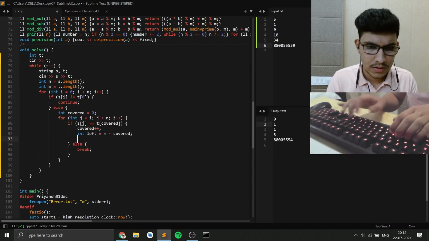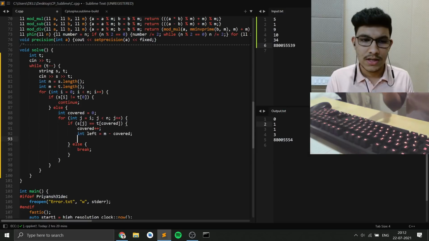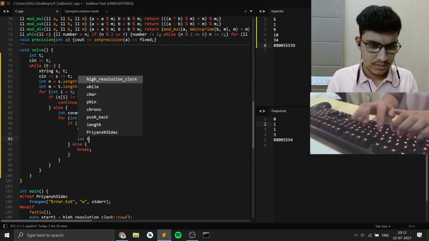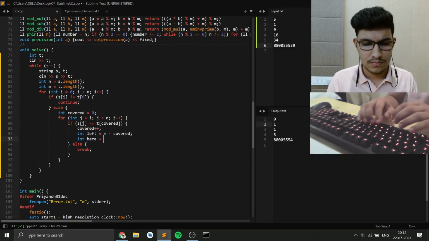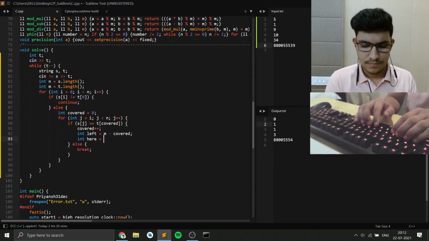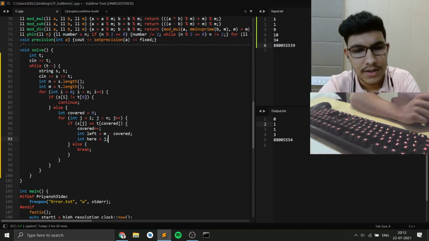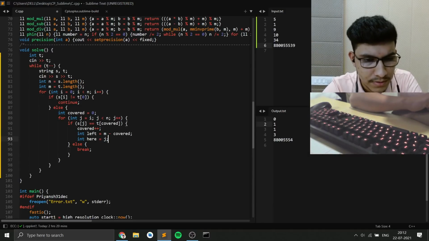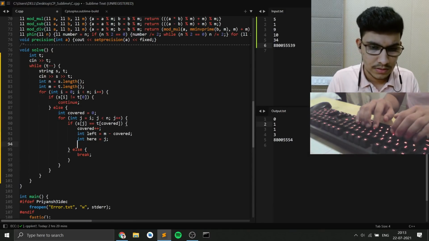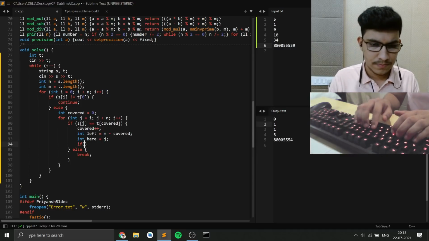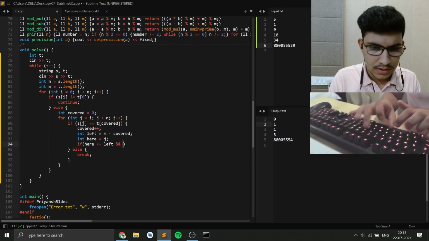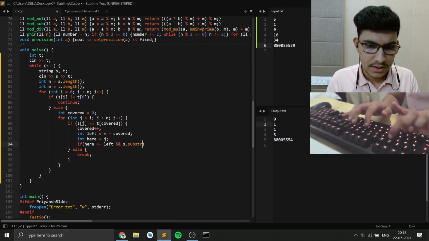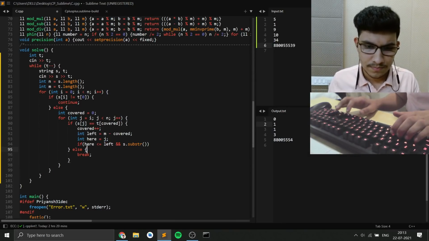And how many elements are towards the left in the string s? Equals j. Basically we'll have j characters towards the left. Right. So if here is less than or equal to left and s dot substr.